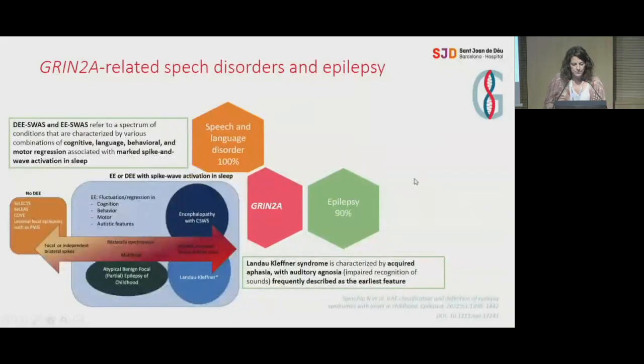And as you see in the title, speech disorders are really related to this gene, and this is because of Landau-Kleffner syndrome, which is a specific form of epileptic encephalopathy with spike and wave activation during sleep, in which we find something called acquired aphasia with auditory agnosia, which means that we are impaired in recognizing sounds, and this leads to a regression in speech and difficulties in processing sounds, processing verbal language and producing verbal language. And this is again related to an excessive activity in the brain during sleep.